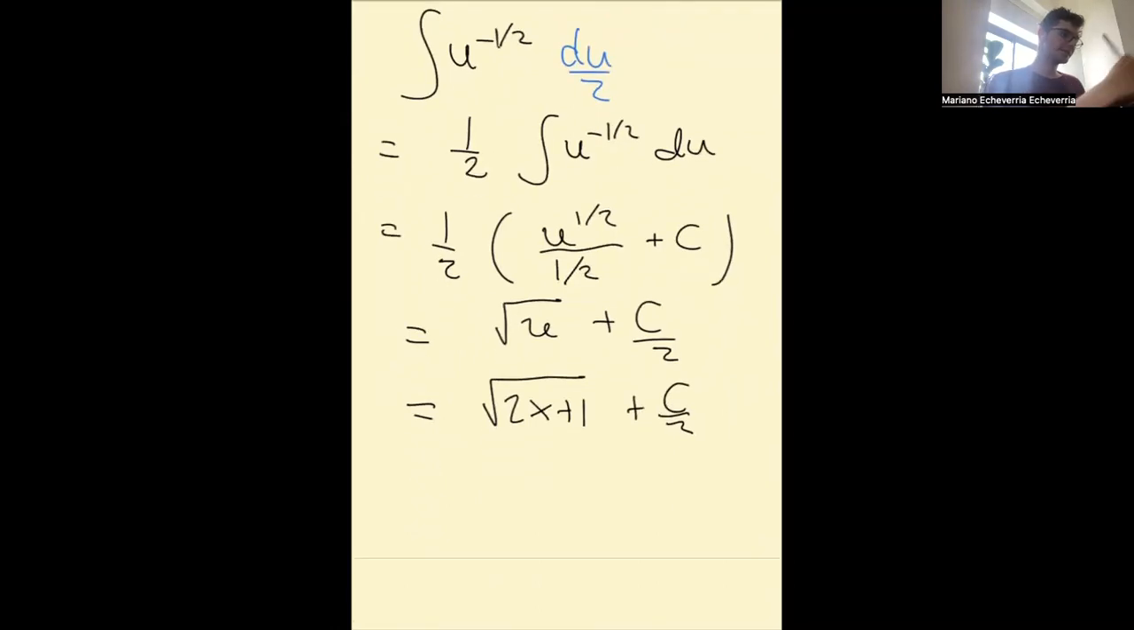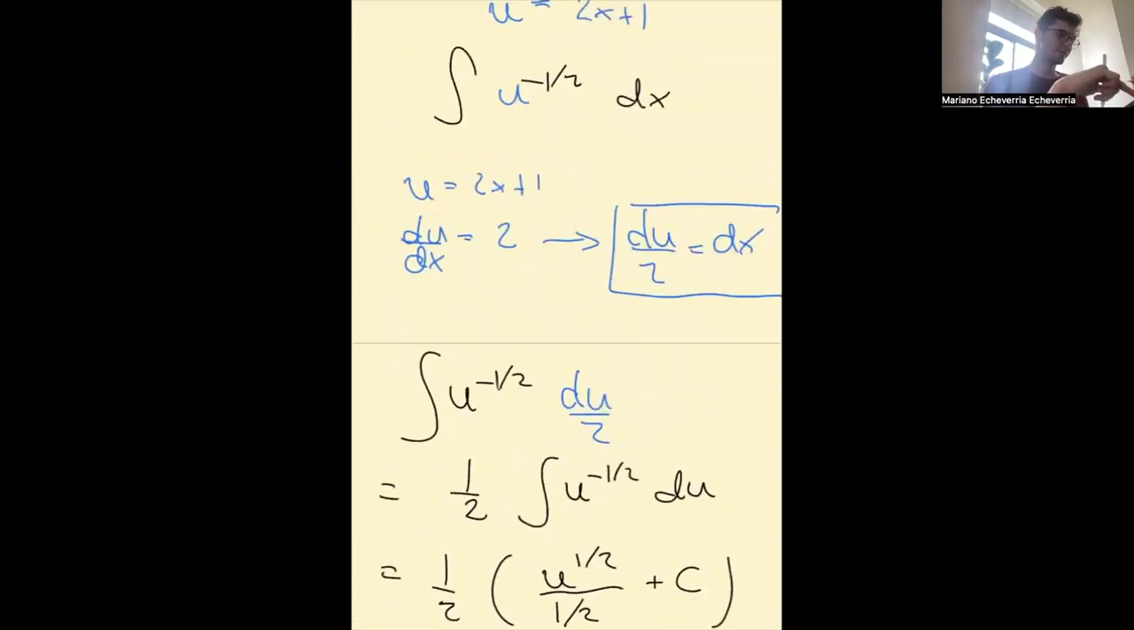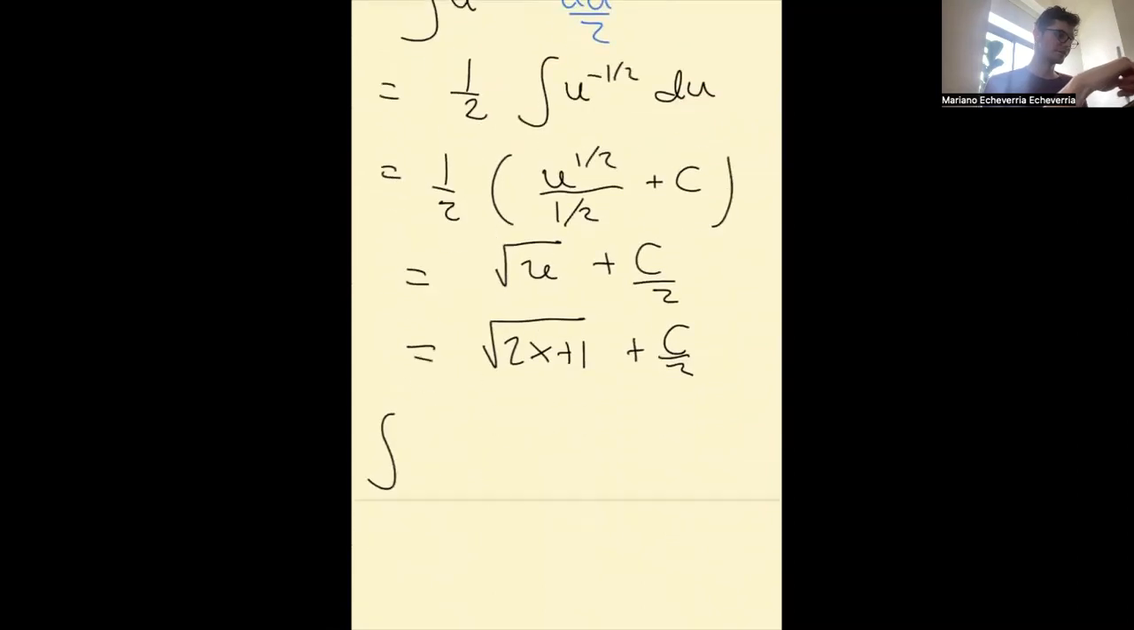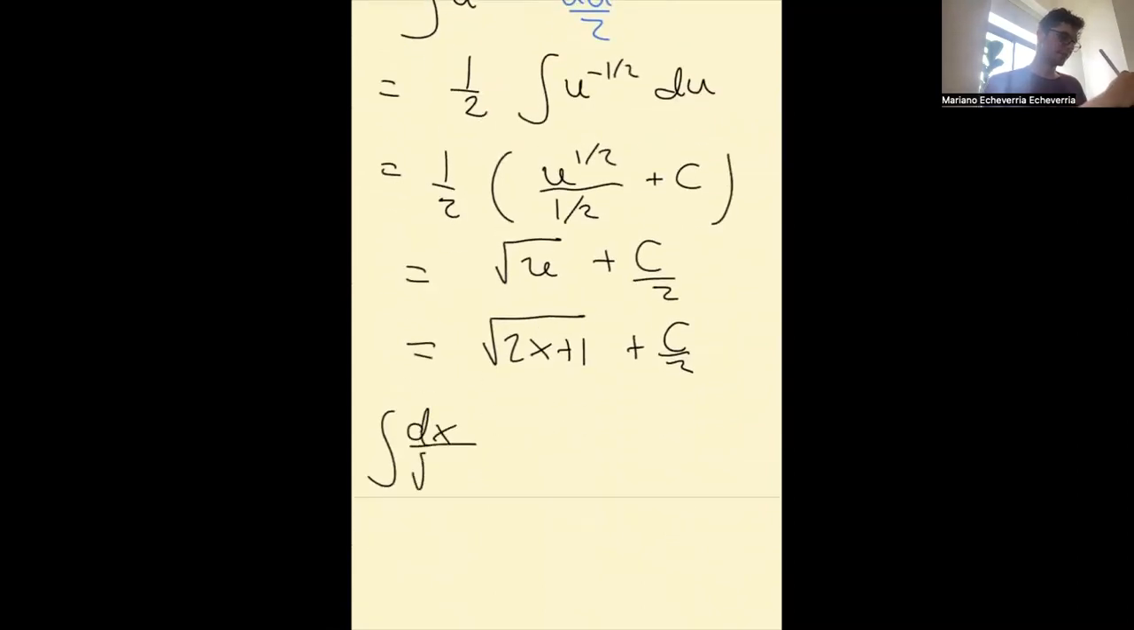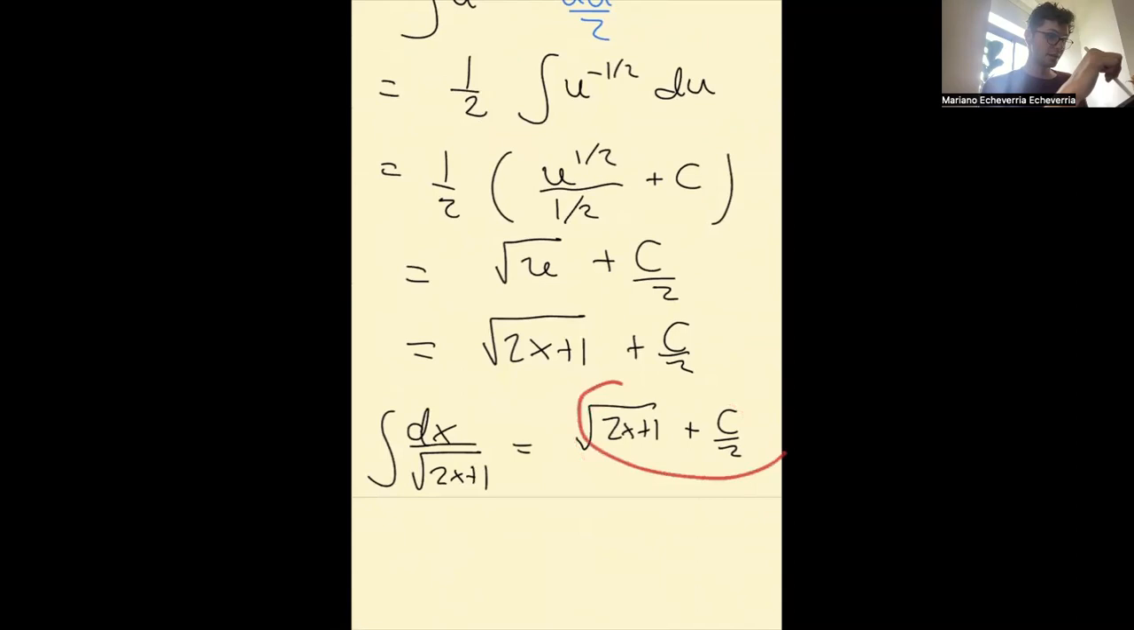So what this is saying is that the indefinite integral of x over root of 2x plus 1 is root of 2x plus 1 plus c over 2. Which again, what that means is that if you take the derivative of this formula, you will get the stuff on the inside. Is that okay? Is that making sense?